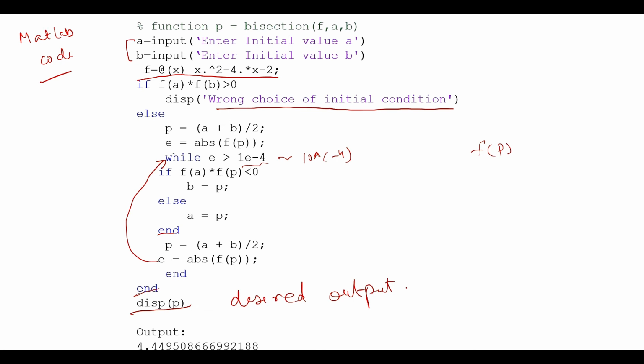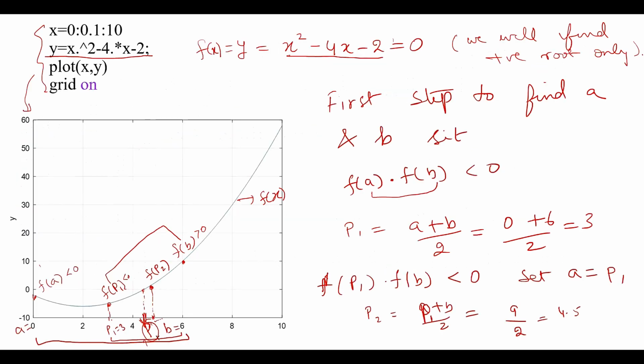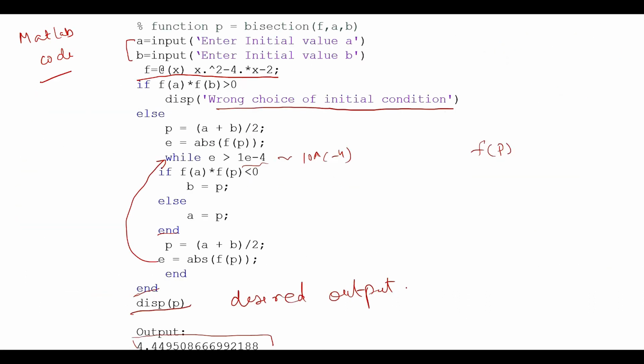So I have run this program in MATLAB, and I got the output as this. Graphically also you can see that you are getting the root somewhere near 4.44. You can easily see that this value is about 4.44. So we can find this by the bisection method also.